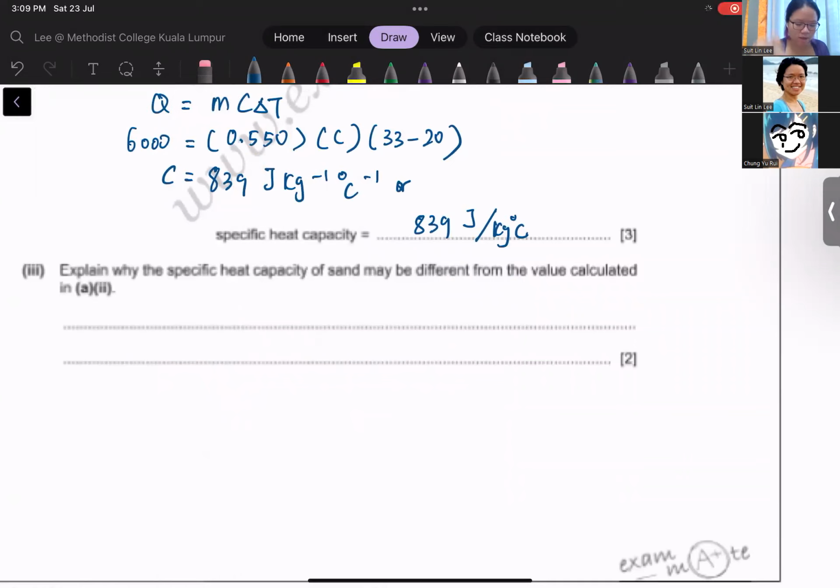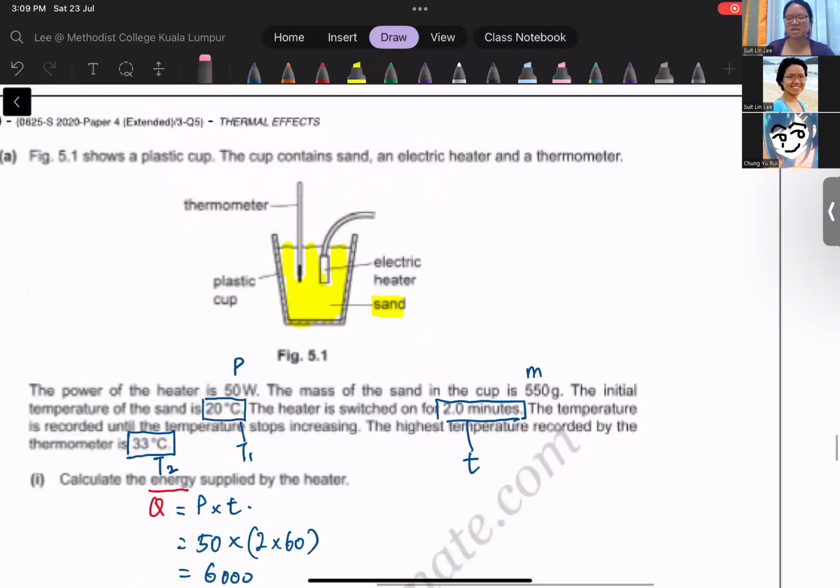All right, explain why the specific heat capacity of sand may be different. Okay, what is a bit sus about this experiment? Hint, something they forgot to do. What do you think that is? I show you here. Something is missing. I draw. Something is missing here. What should I put here? What is missing here?